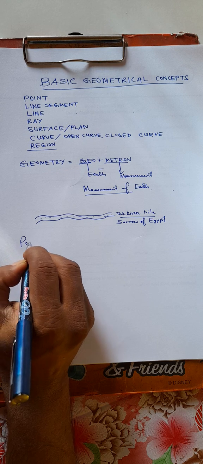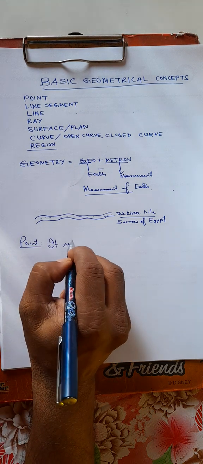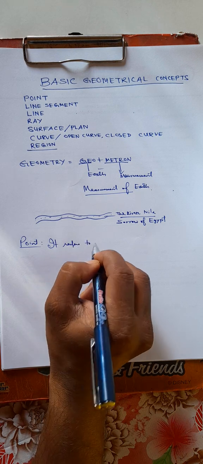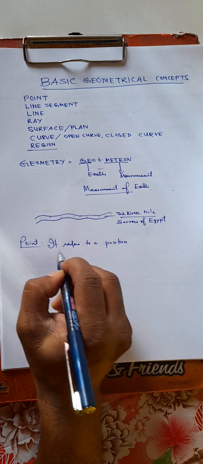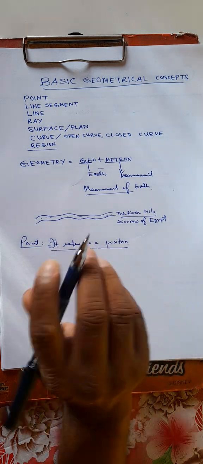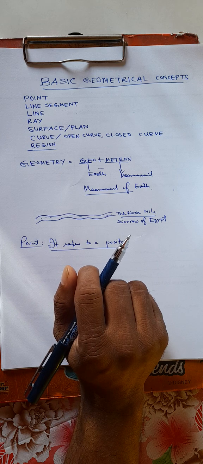So we'll start with point here now. So what is actually a point? Point refers to a position. It refers to a position on the surface, position on the earth.